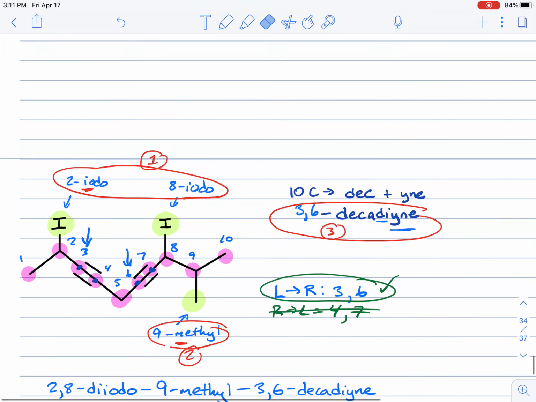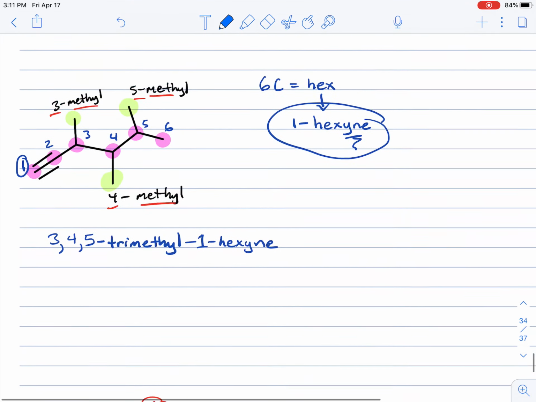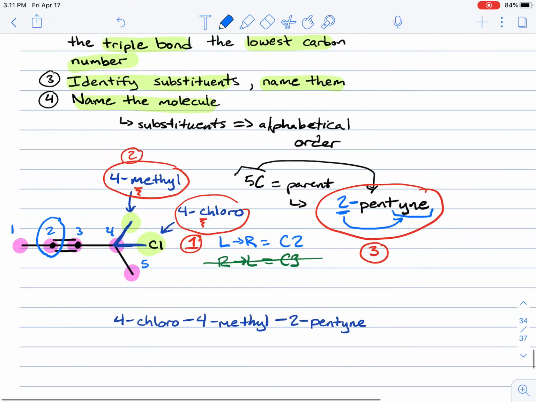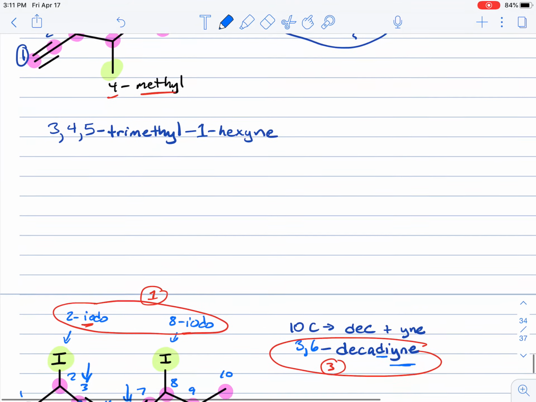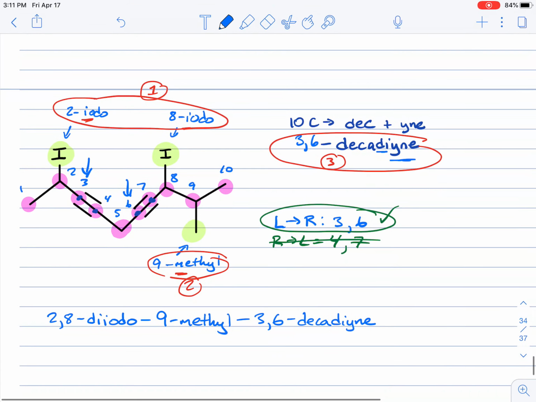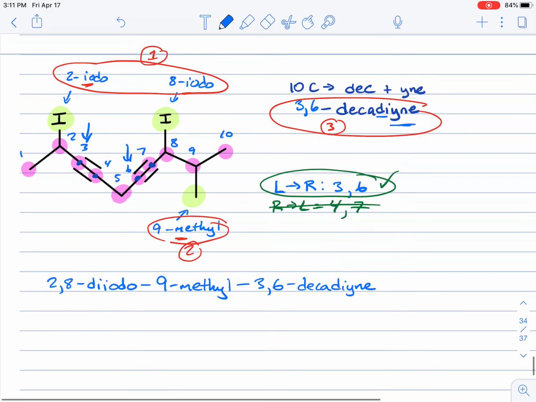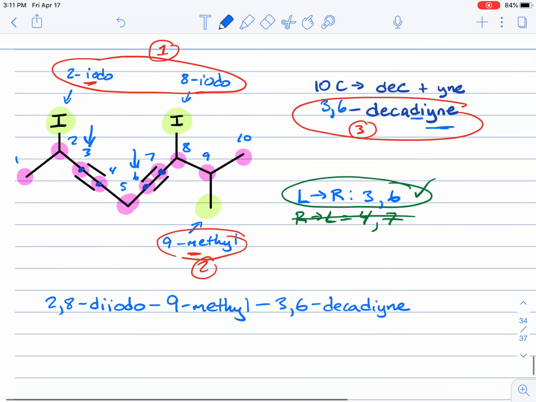All right, so hopefully after going through 3 examples of naming alkynes, we are good to go. Okay, so just make sure you guys are going through the PowerPoints, going through the worksheets, and reinforcing this material.